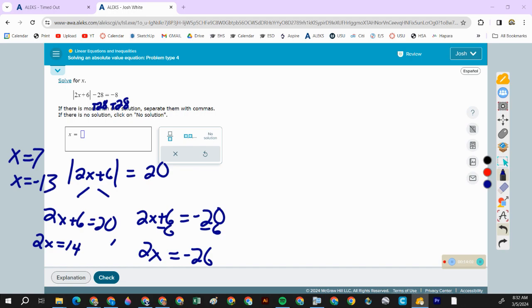So when solving absolute values, the general rule is get the absolute value by itself. Once it is, then split it into a positive version and a negative version, and then solve. That's it. Get to work.